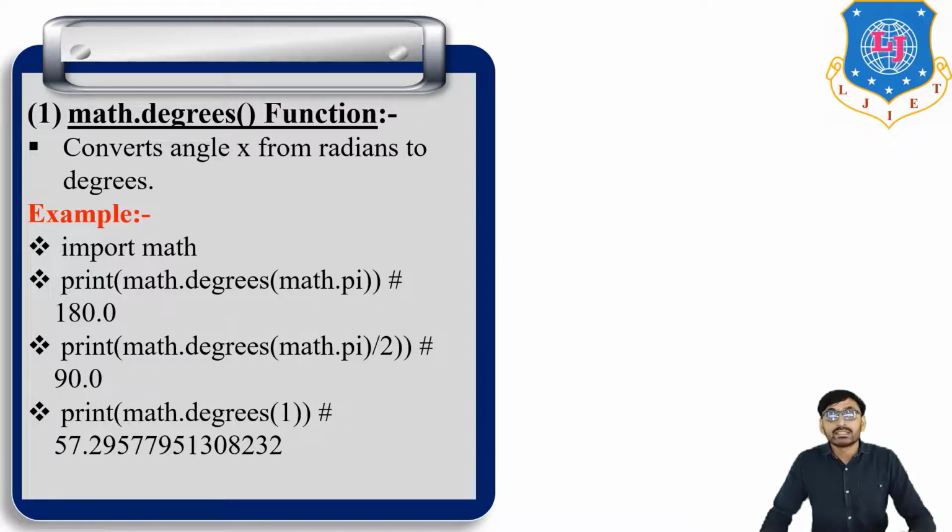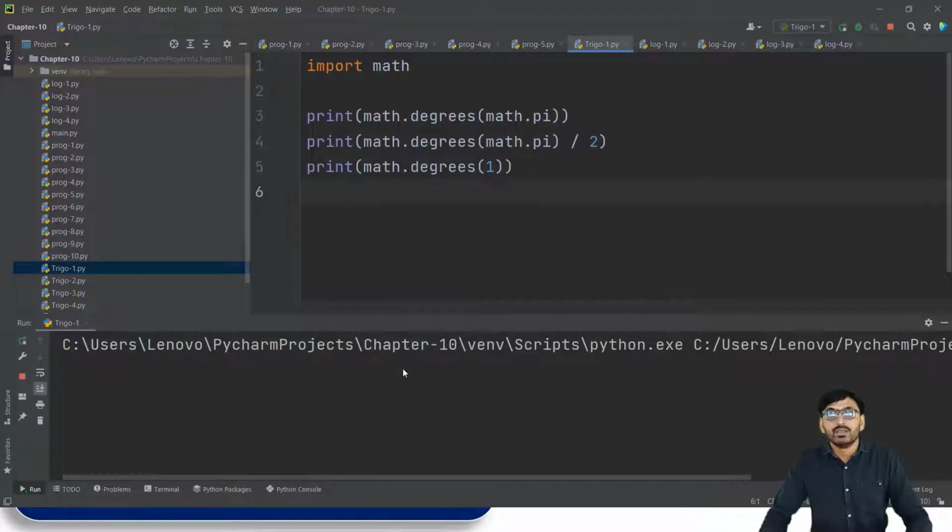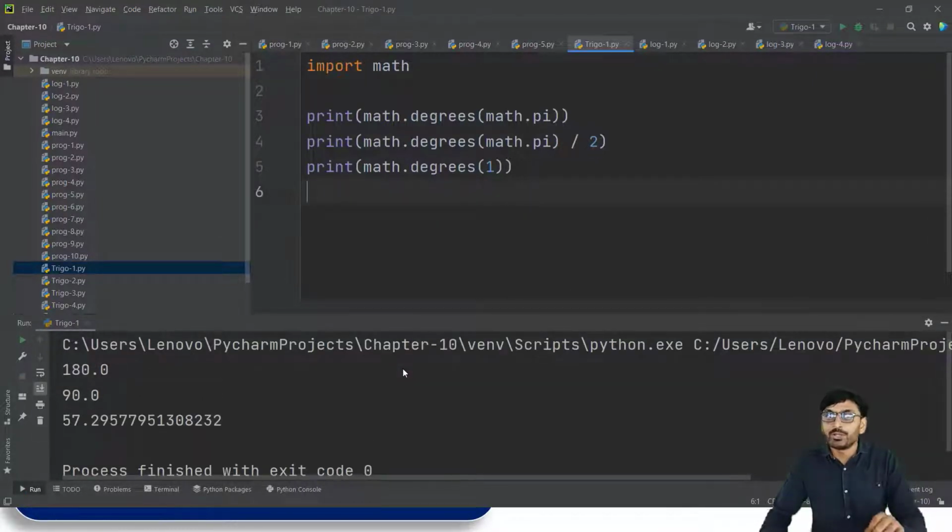Now we run this same program in PyCharm. So import math, then print math.degrees of math.pi, then print math.degrees of math.pi divided by 2, and in the third one, print math.degrees of 1. If we run this program, the output is 180.0 for the first one, 90.0 for the second one, and 57.29 something for the third one. So we get the answer as a float value.